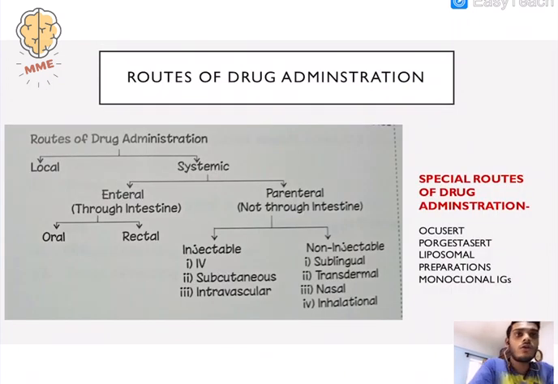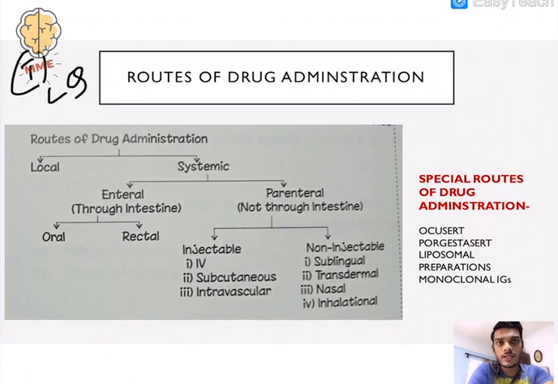Okay, then we come to a very important topic, which is again the routes of drug administration. This is often asked in your theory examinations, and is a long question candidate. Okay, so what are the routes of drug administration? These are the local routes or the systemic routes, right? The local routes include topical routes, and systemic routes include the enteral route and the parenteral route.